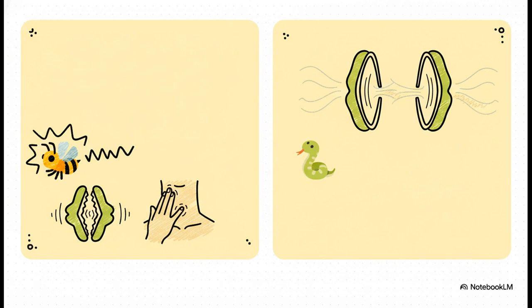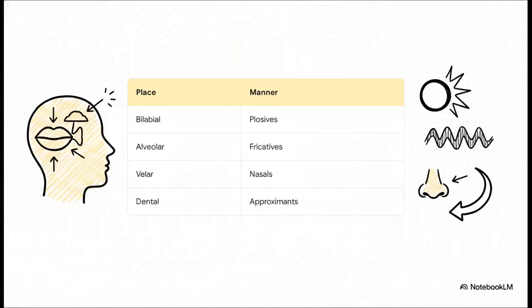Now hiss like a snake. Sss. The vibration completely stops, right? Your vocal cords are being held apart, letting air flow freely through the glottis. That is what we call a voiceless sound. Beyond just that buzzing, consonants are mapped on a kind of grid, using 2 main things, place and manner.